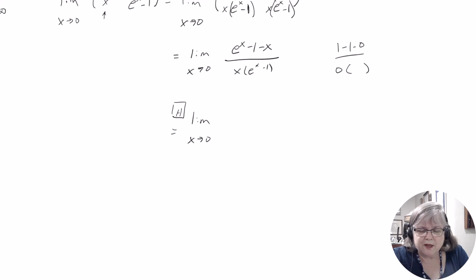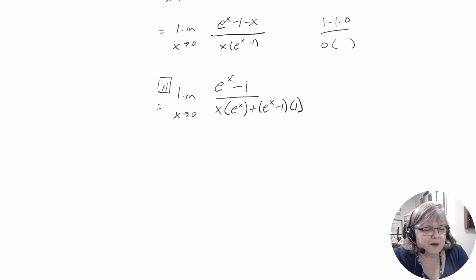So the derivative of e to the x is e to the x. The derivative of minus 1 is 0. This is minus 1, the derivative of x. And the bottom is the product rule, so it's the first times the derivative of the second plus the second times the derivative of the first. All right? And when you check this, e to the 0 is 1, so this is 1 minus 1, and this is 0 times 1 plus 1 times (1 minus 1).